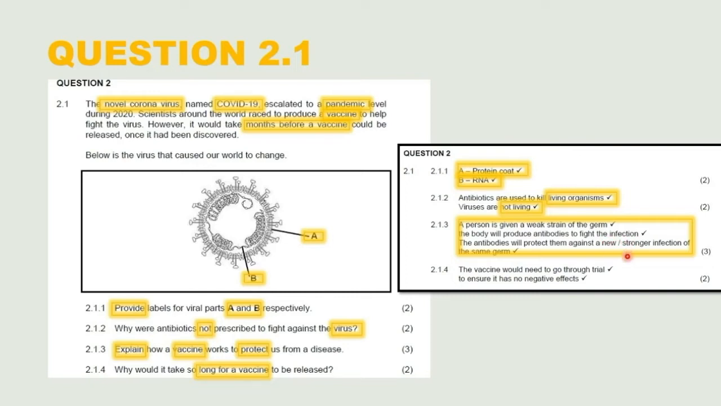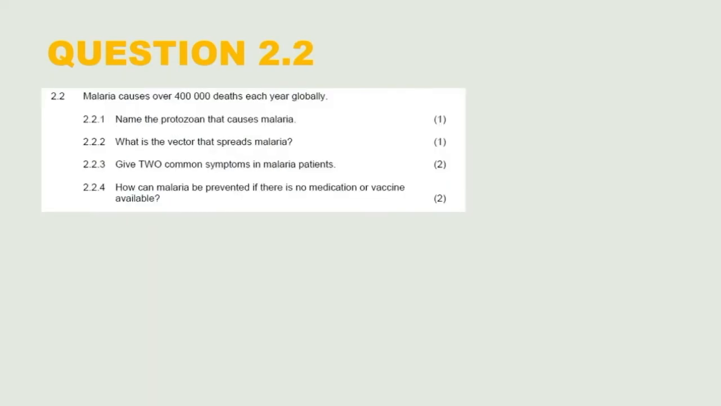Then 2.1.4, why would it take so long? The reason for it is that the vaccine would need to go through a trial period first so that we can make sure that it has no negative effects. So our next question is question 2.2. This question is regarding malaria.